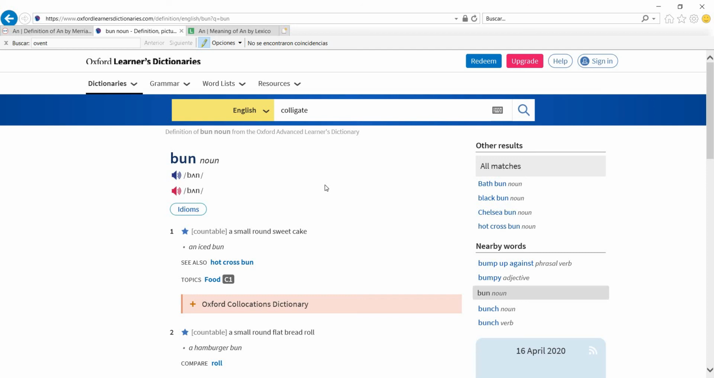We also have the future perfect to express assumption. You won't have heard the news, right? She won't have done this. She won't have received, I don't know, the payment yet.